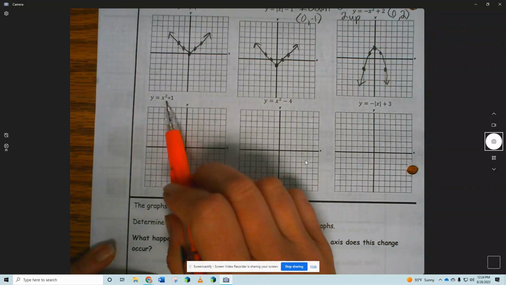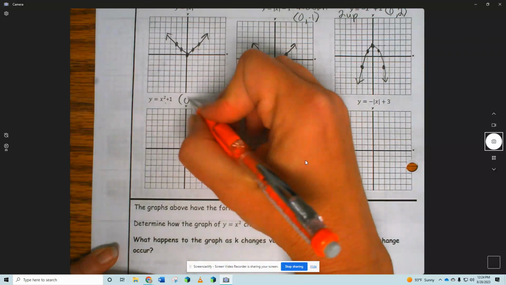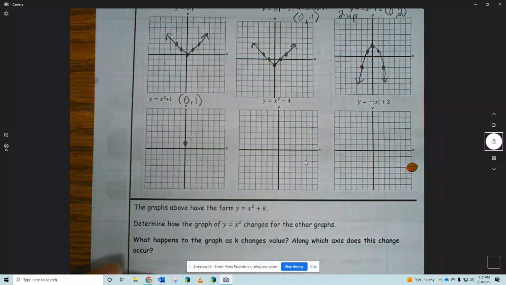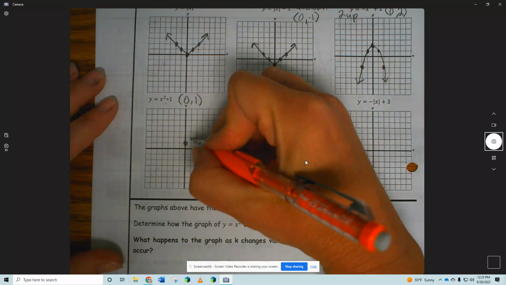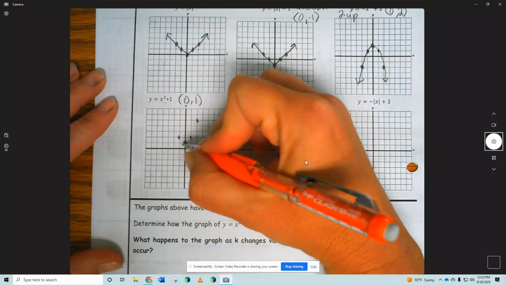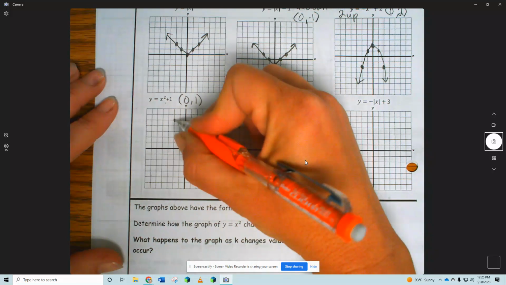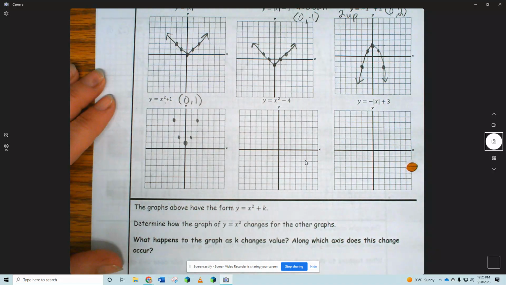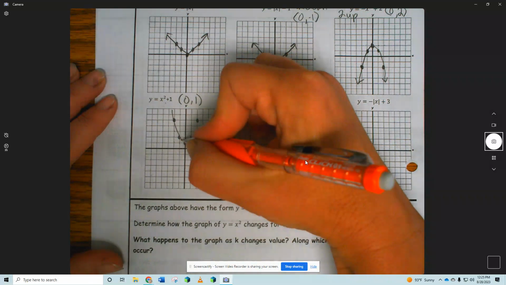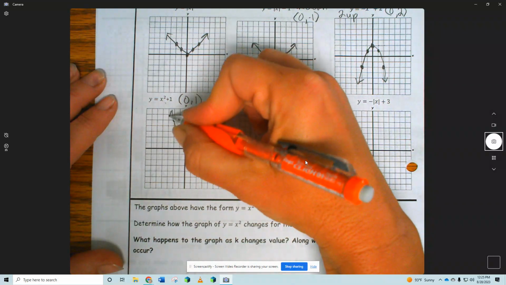All right, x squared plus 1. My vertex, 0, comma, up 1. It's a quadratic. Over 1, up 1. Over 2, up 4. Both directions. Okay.